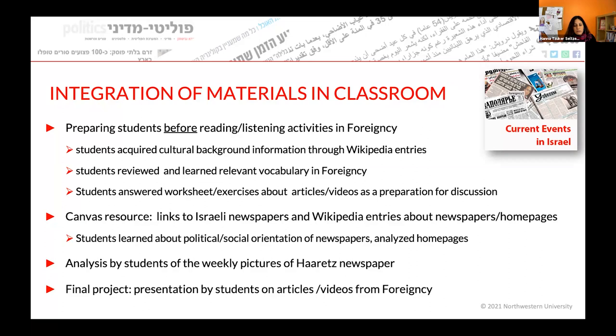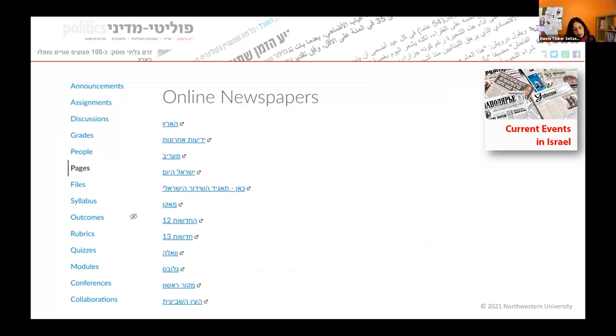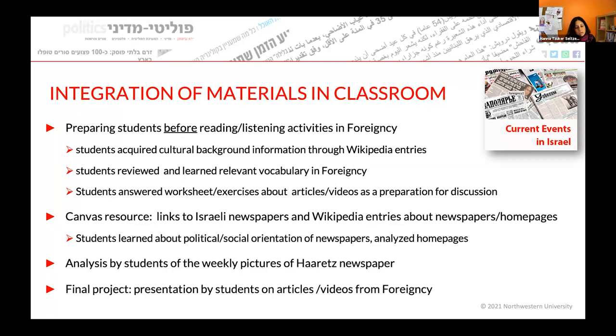Another thing that was important for me that students explore in this class was the variety of the online newspapers in Israel. So I prepared a page on Canvas with links to many homepages, and we can see it actually in the slides. Here you can see the page. It has links to various newspapers. And my idea was to expose, if you can also scroll, Francisco, to the other, the one with the Wikipedia.